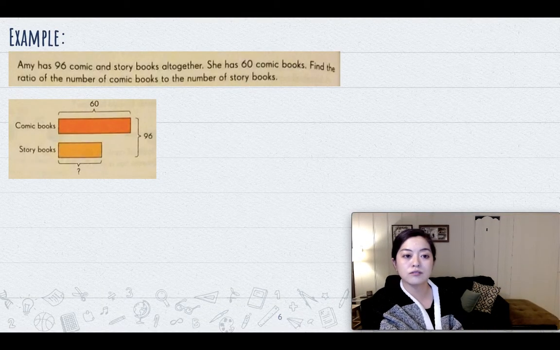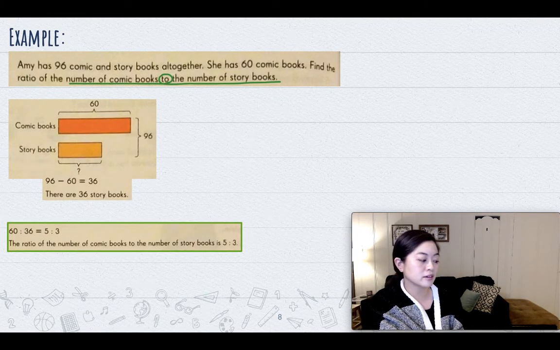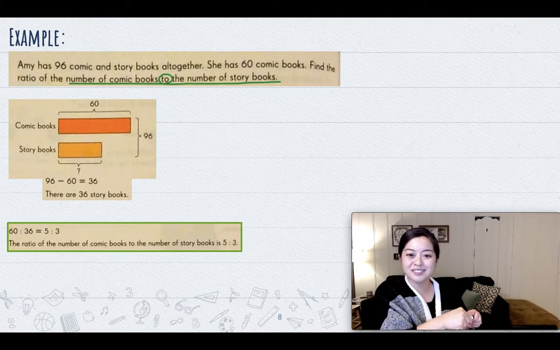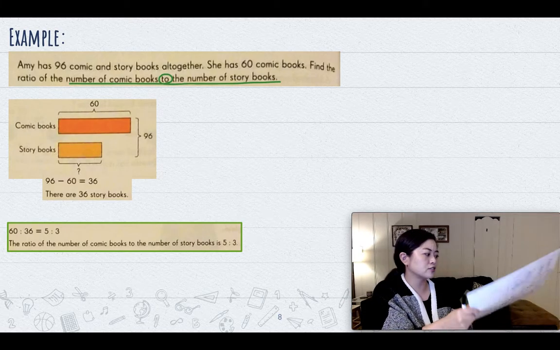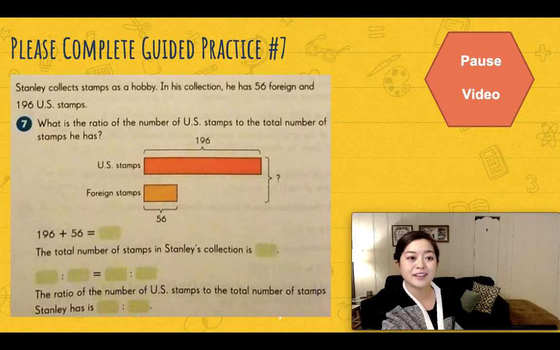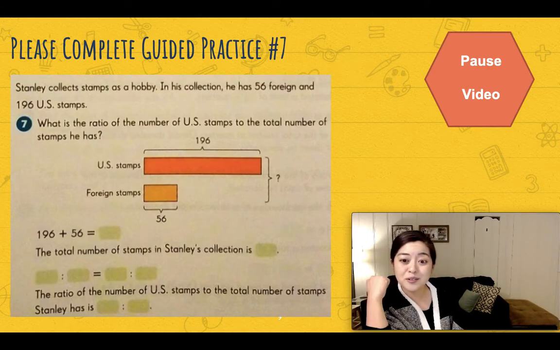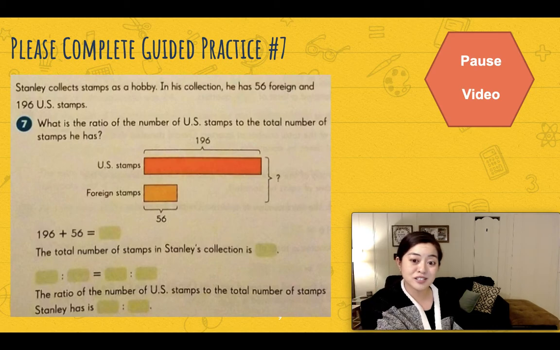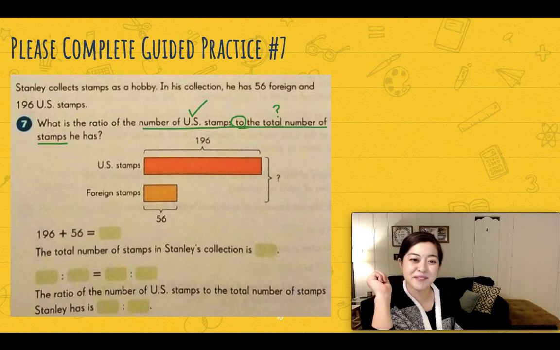This is the information that was given in the book and the way that they did it in the book. You can take a look at that and pause the video if you need to. All right, now I would like for you to complete guided practice number 7. Try it on your own and then replay the video when you're ready to check your answer. All right, welcome back.